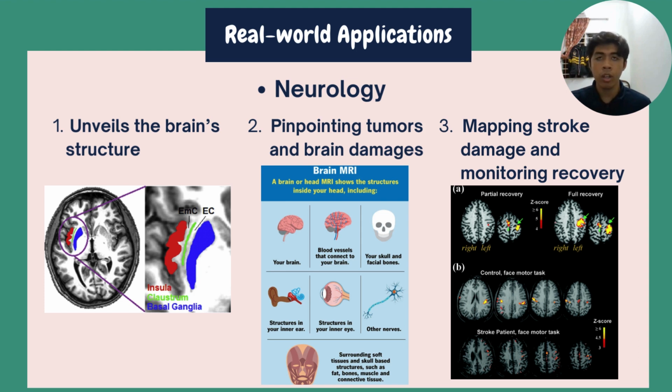An MRI technique called DTI, which stands for diffusion tensor imaging, can assess the extent and direction of damage to white matter tracts after a stroke, helping predict potential functional deficits and guide rehabilitation. Furthermore, serial MRI scans can track the progress of stroke recovery, highlighting areas of improvement and potential complications.